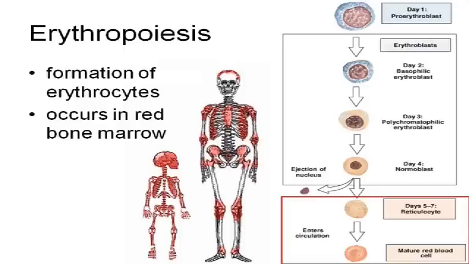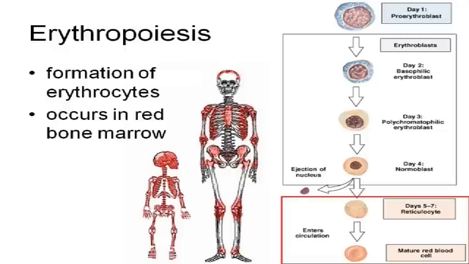Inside the bloodstream, yeah. There's a little bit of RNA left in here, and it gives them a bluish tinge when you look at a smear. If you look at a blood smear and you count around, you can see, oh, that cell's a little bit blue. That's a brand new one. That's a reticulocyte. And so about 1% of your red cells at any one time are brand new. They're reticulocytes.